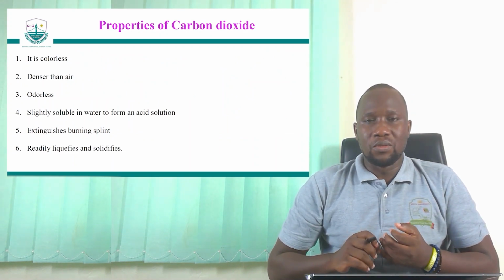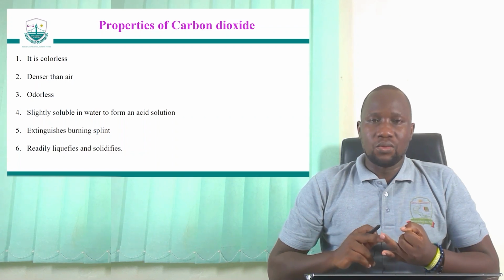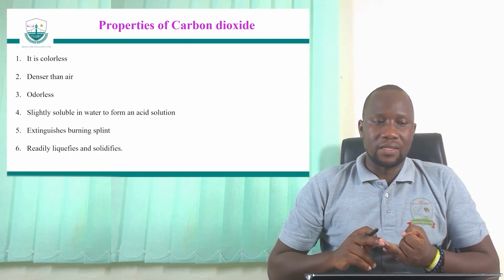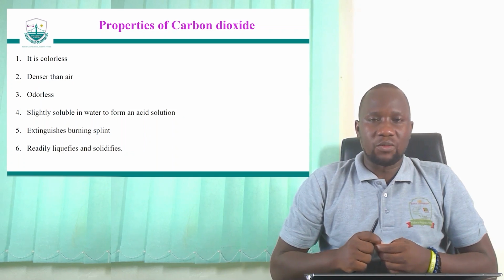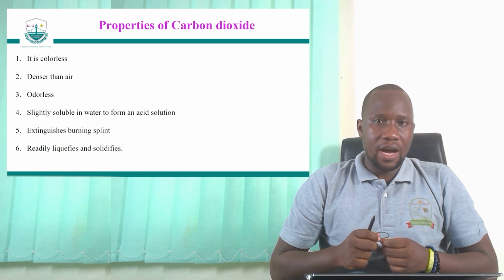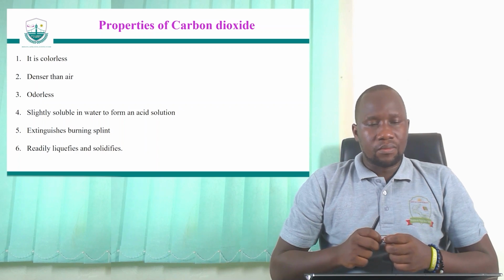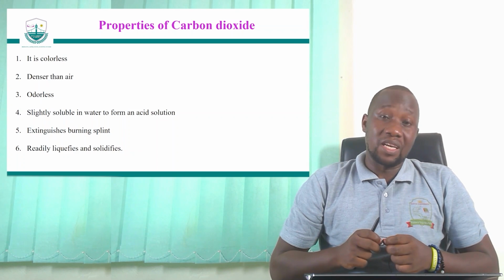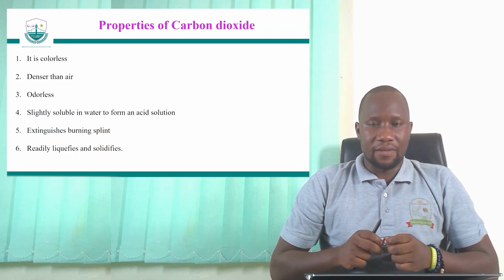So we have talked about a few things. One, it is colorless. Two, it does not have odor, so it is odorless. Those are two properties that we have so far mentioned. Now we can continue to look at the fact that carbon dioxide is actually denser than air.